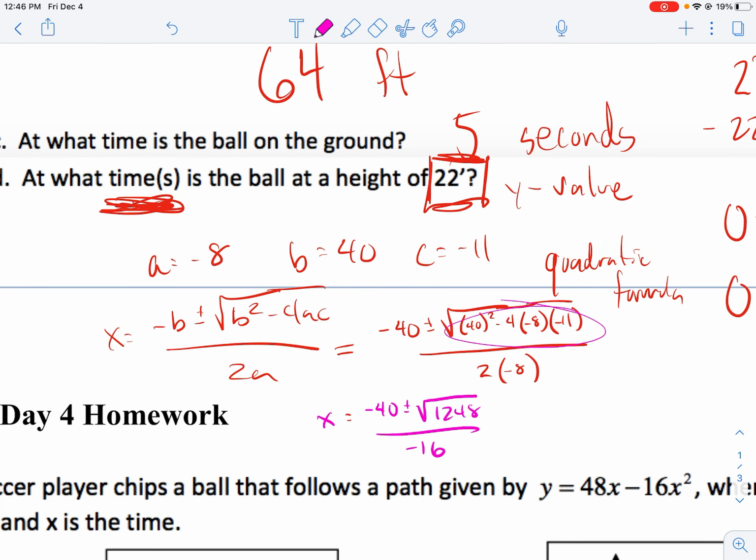Okay, so I'm not going to simplify it any further than that because I know that I can just plug this in my calculator and figure out what my 2 x values are. Okay, so when x is equal to negative 40 plus square root of 1248 divided by negative 16, I get x is equal to 0.29.